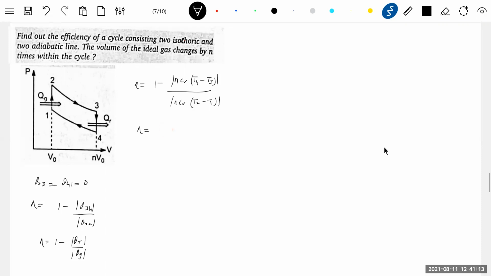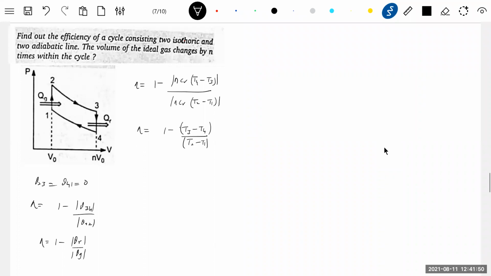1 minus mod of this will be T4 will be less than... as it is a mod, no, we can adjust it, T3 minus T4. Okay, now we don't know temperatures, what to do.